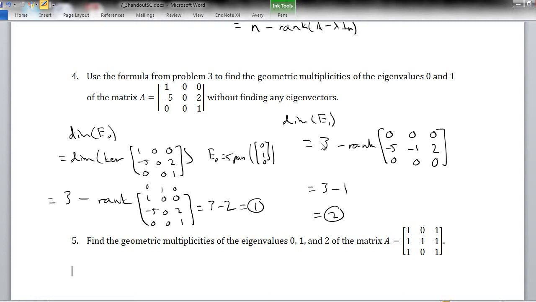And that means that the eigenspace E1 should be spanned by 2 vectors, a basis of 2 vectors. And let's see, can we guess those?